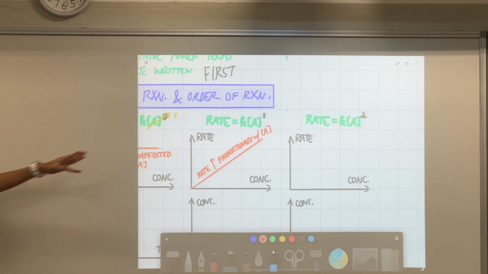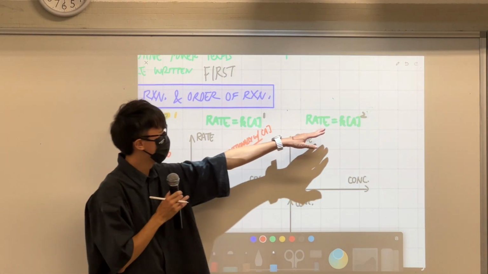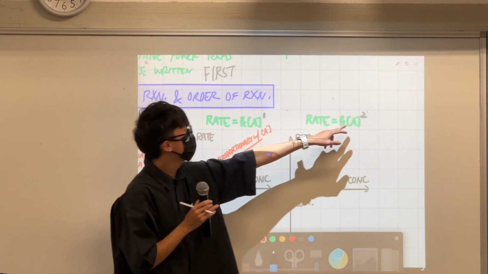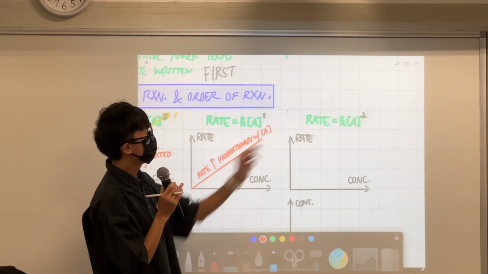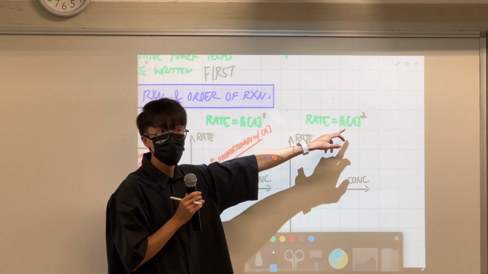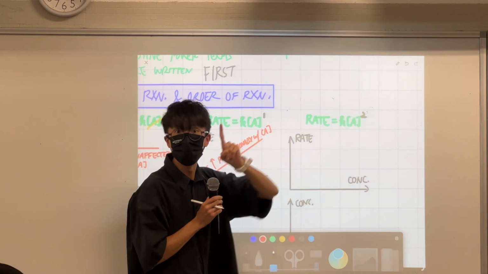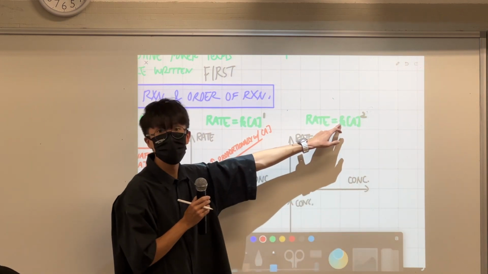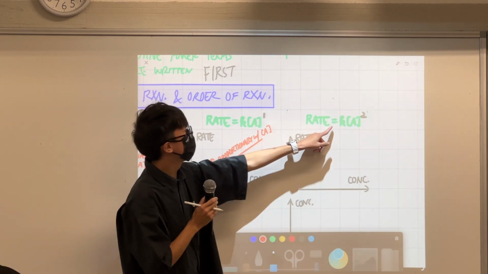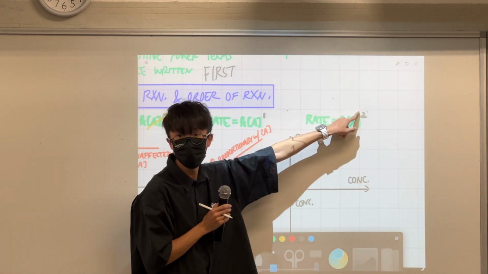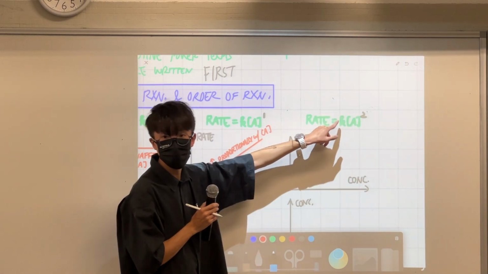Again, let's put a real number into k. Let's make it 10 now. If I put A to be 1, what will rate become if k is 10? 1 squared will still be 1, so 1 times 10 is 10. What happens if I put A to be 2? Let's say I put 2 in here. 2 squared is 4. 4 times 10 is 40.